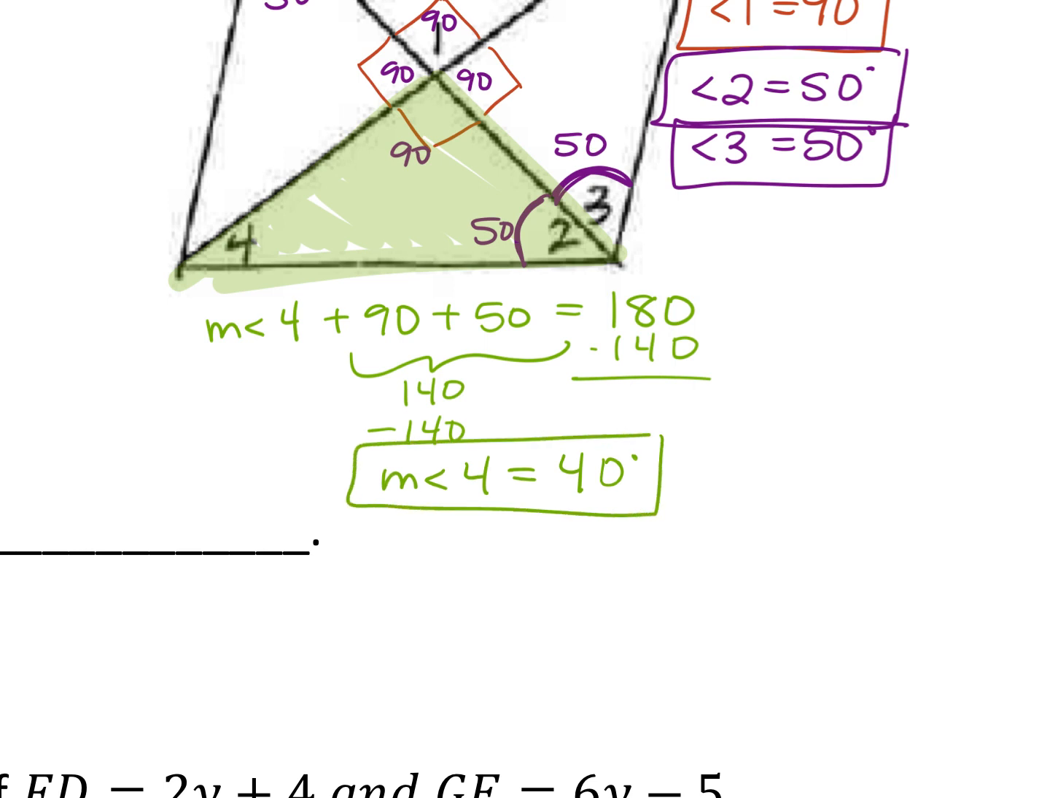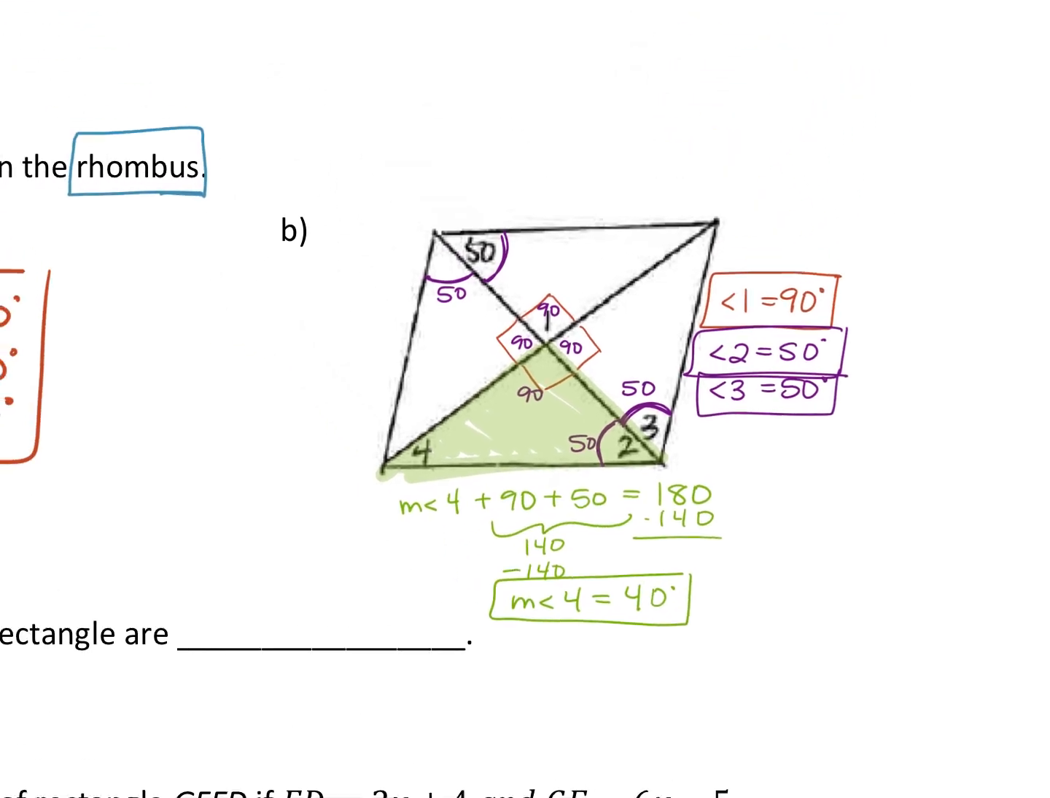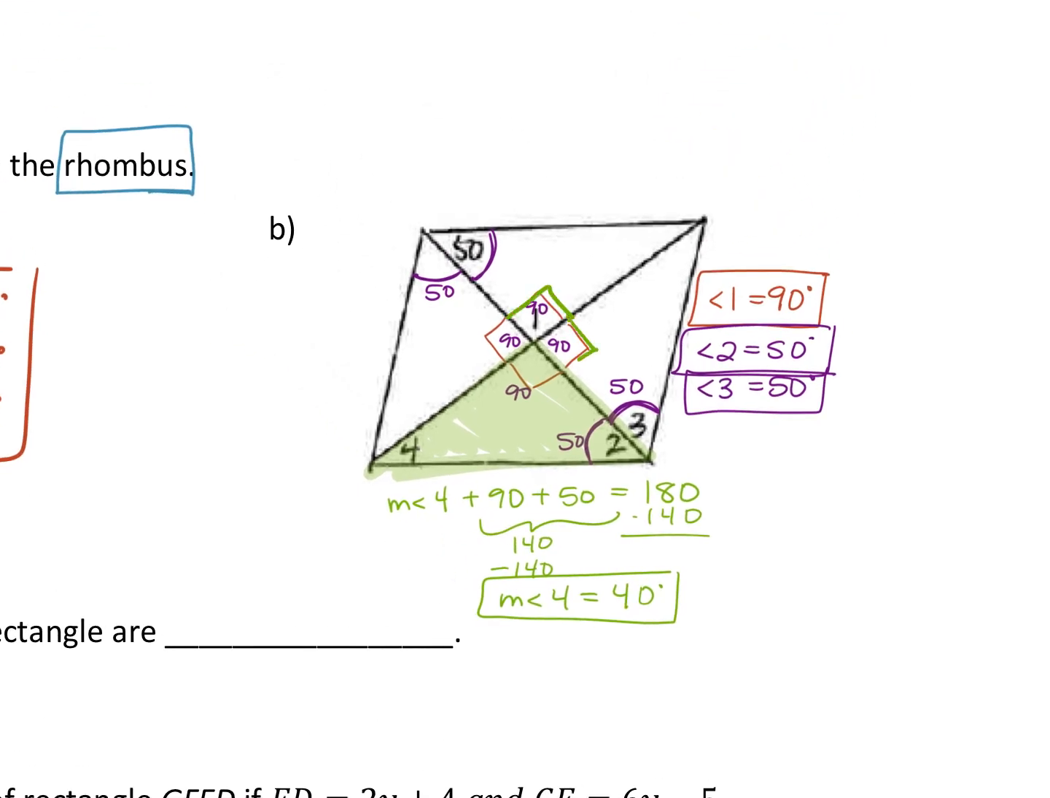Does that make sense? So once you have that your diagonals are perpendicular figured out, and you find the 4 that are congruent here, there's usually a triangle somewhere that you want to set equal to 180. Okay? Look for that.